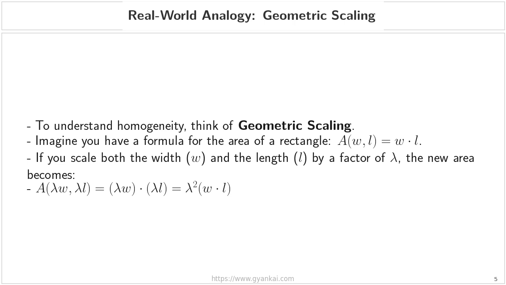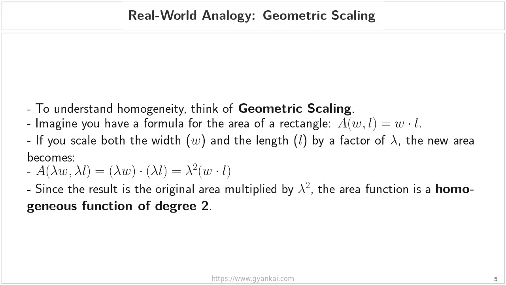When we simplify this expression, we multiply the two lambdas together, which gives us lambda squared, and then we are left with the original width times length. Because our resulting expression is exactly the original area formula multiplied by lambda raised to the power of 2, we can conclude that this area function is a homogeneous function of degree 2.